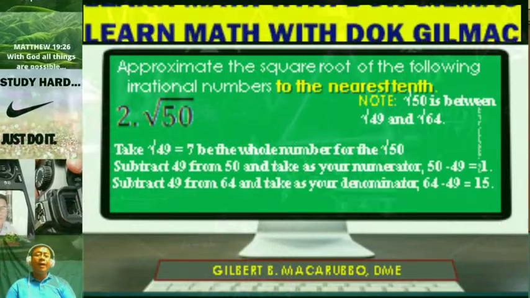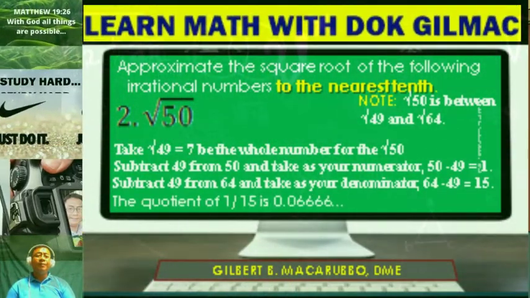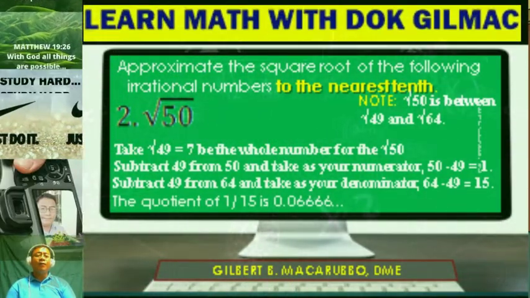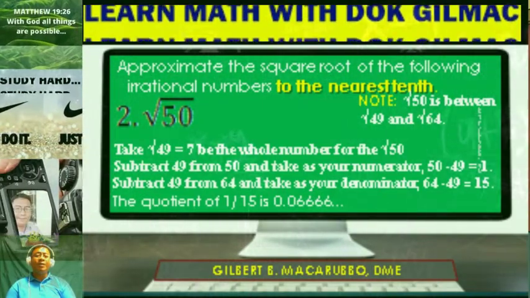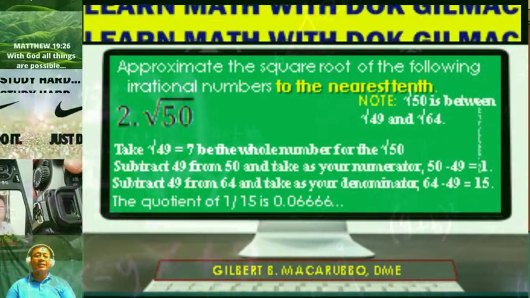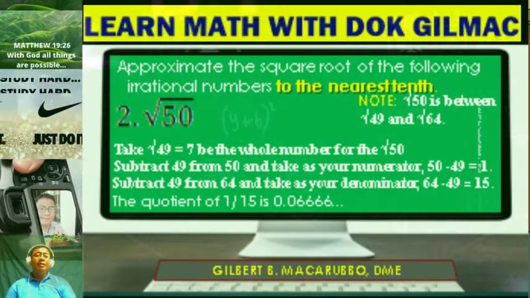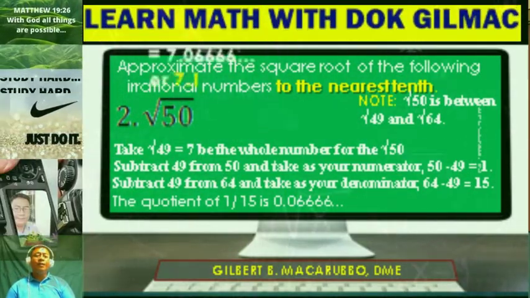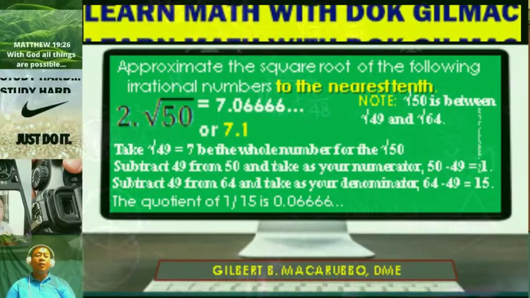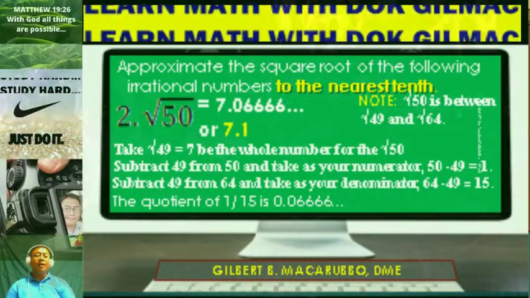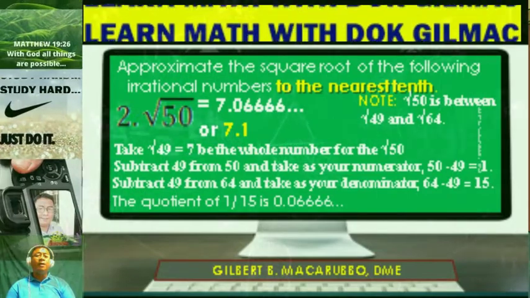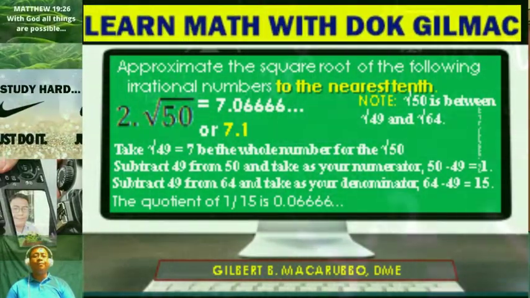Divide 1 by 15. So the quotient of 1 over 15 is 0.06666. Therefore, class, square root of 50 is just equal to 7.0666 or approximately equal to 7.1.